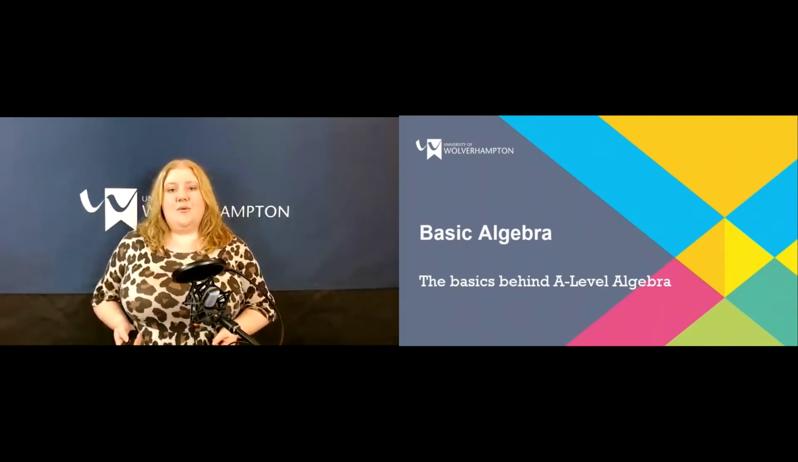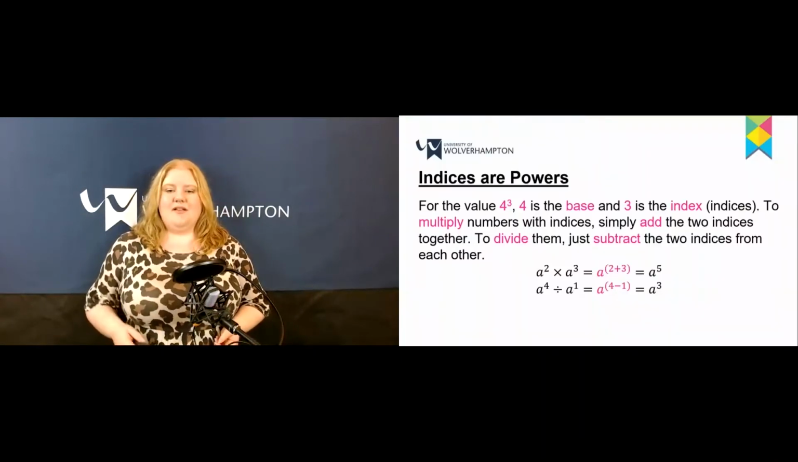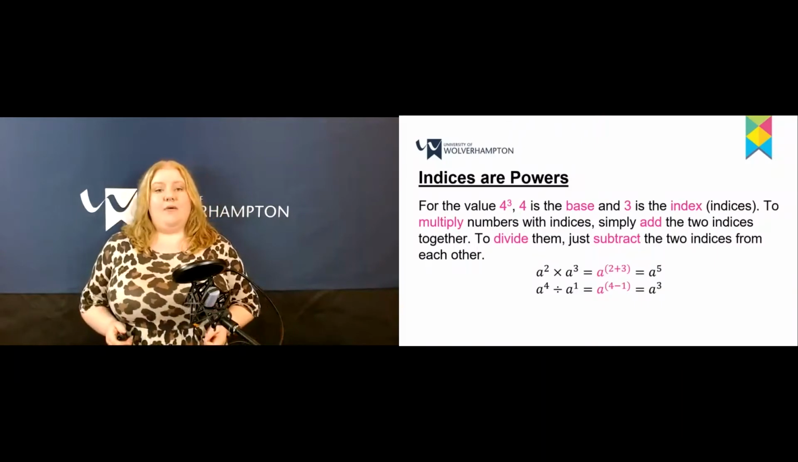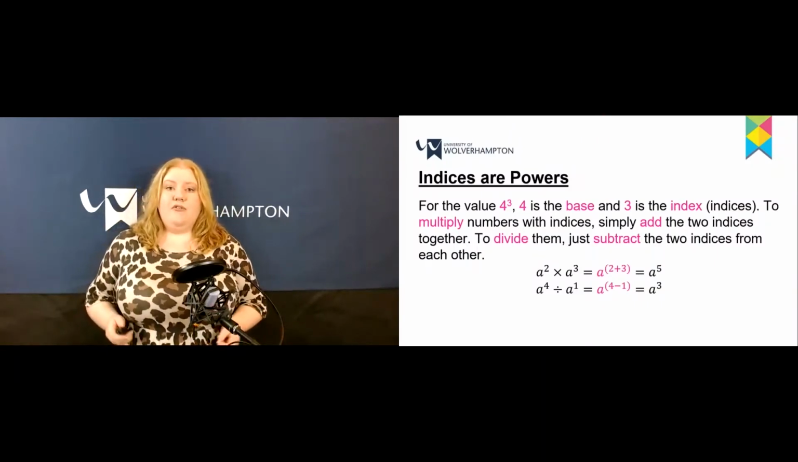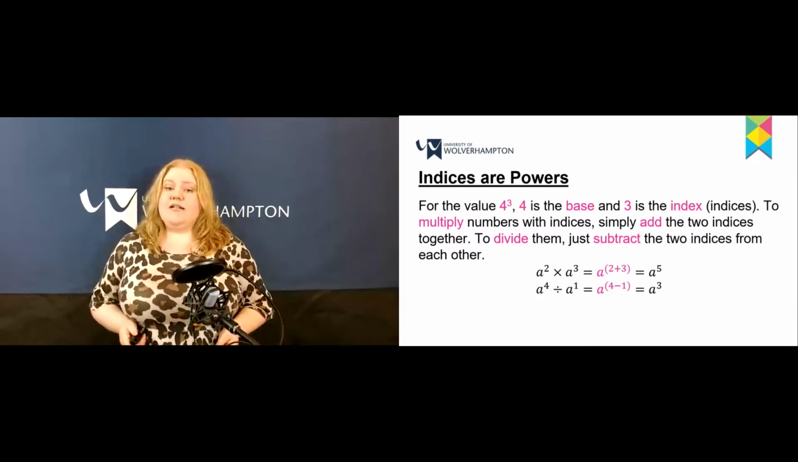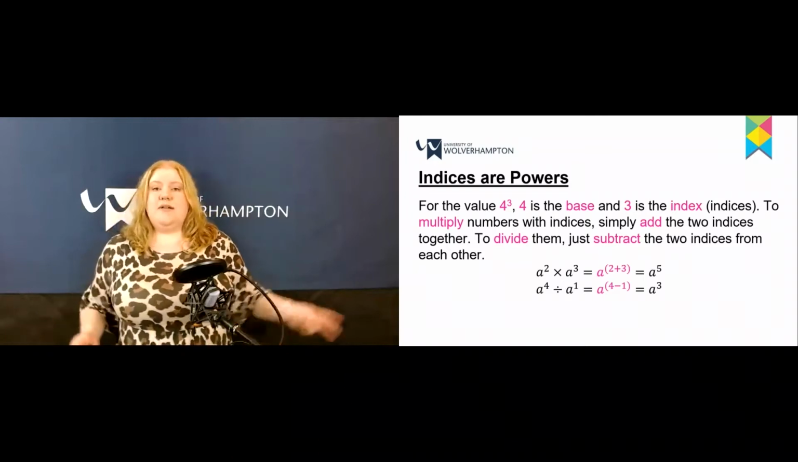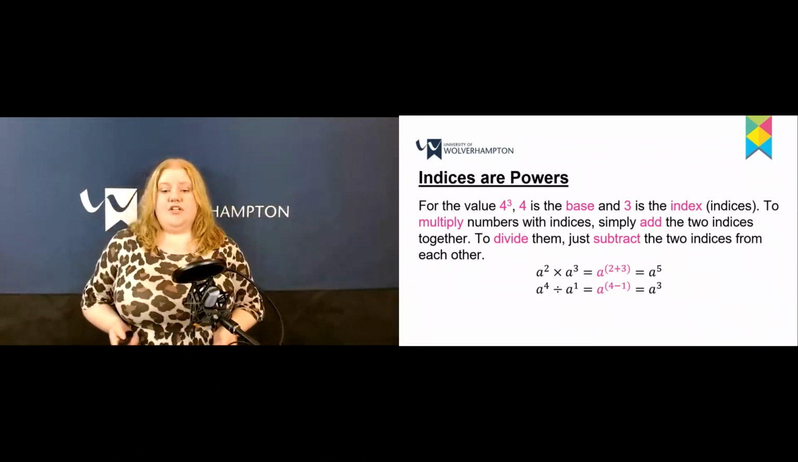In this session, we're going to be looking at Basic Algebra as part of our maths series. So indices are powers. For the value of 4 cubed, 4 is the base and 3 is the index, with the plural of index being indices. To multiply numbers with indices, all you need to do is add the 2 indices together. To divide them, just subtract the 2 indices from each other.